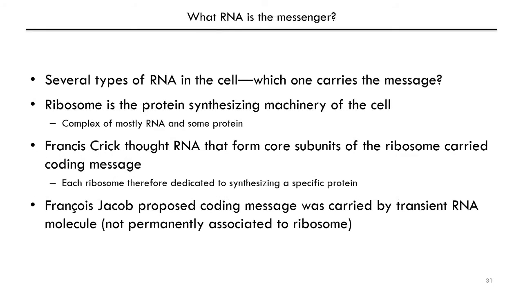But there are several types of RNA in the cell, so which one carries the message? The ribosome is the protein synthesizing machinery of the cell. It is a complex of mostly RNA and some protein, and Francis Crick thought that the RNA that forms the core subunits of the ribosome carried the coding message for proteins, and therefore that each ribosome is dedicated to synthesizing a specific protein. Francois Jacob, on the other hand, proposed an alternative hypothesis that the coding message was carried by a transient RNA molecule that was not permanently associated with the ribosome.